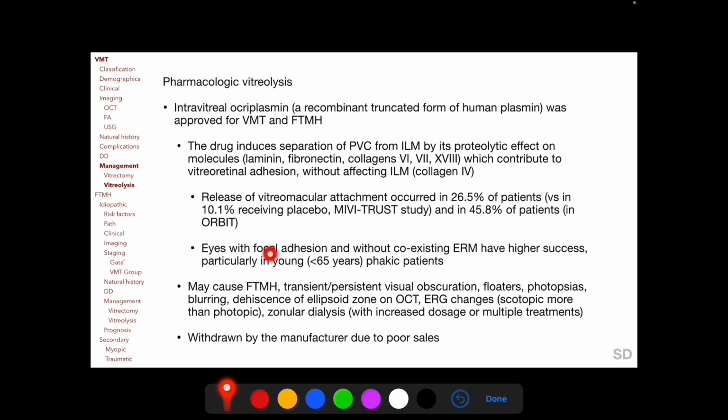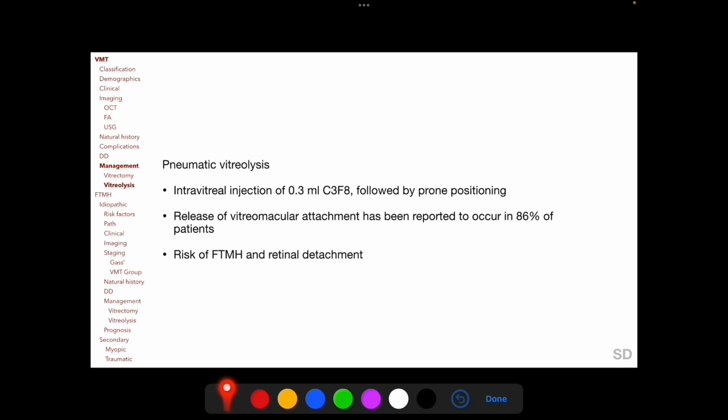Eyes with focal vitreomacular attachment and without coexisting epiretinal membrane had a higher success rate with this drug. But several adverse events, including occurrence of full-thickness macular hole, dehiscence of ellipsoid zone on OCT, ERG changes, and zonular dialysis, have been reported following administration of this drug, and the drug was later withdrawn from the market.